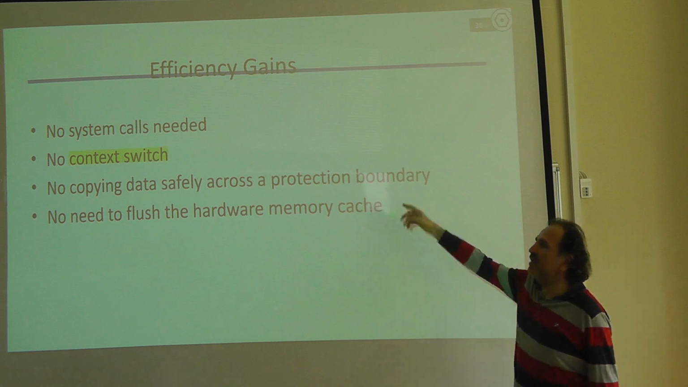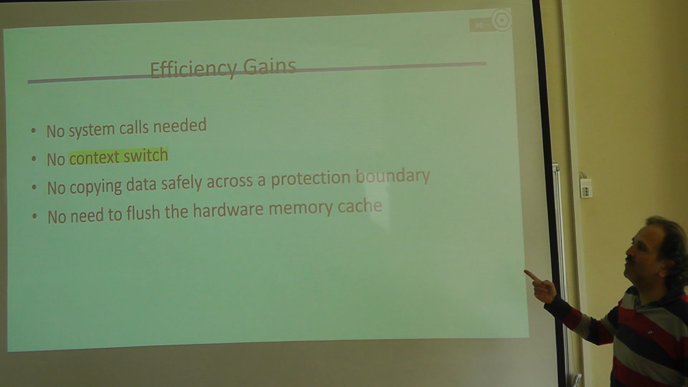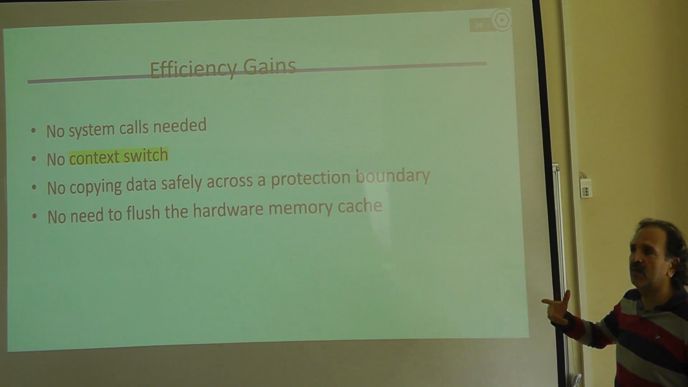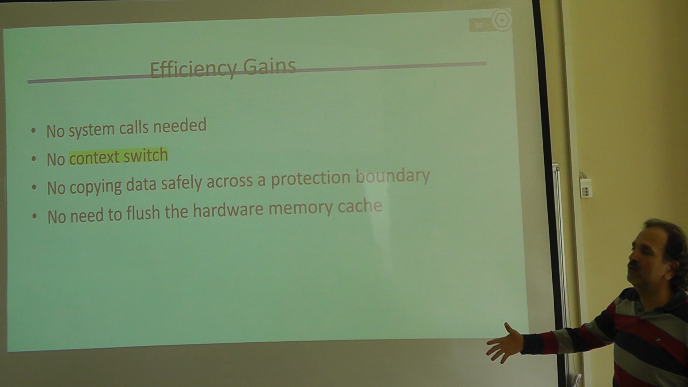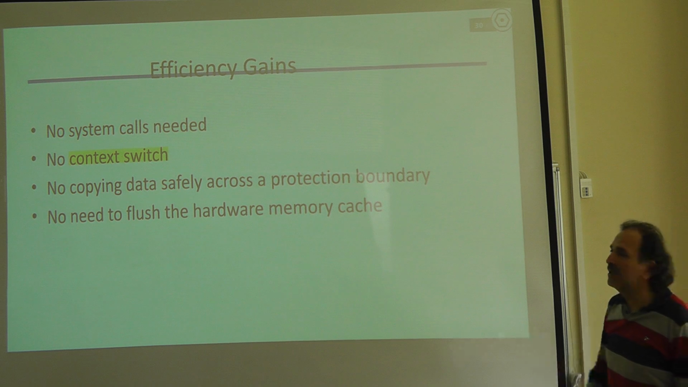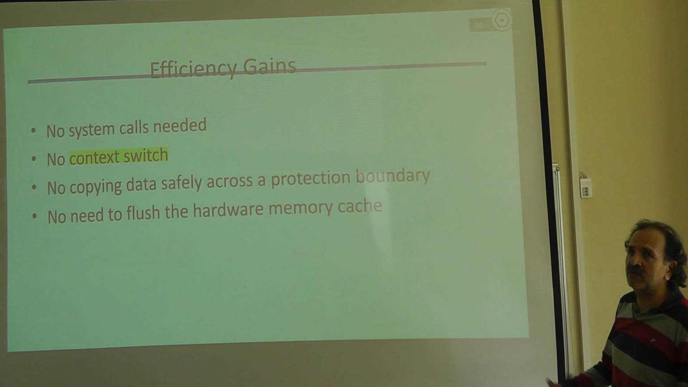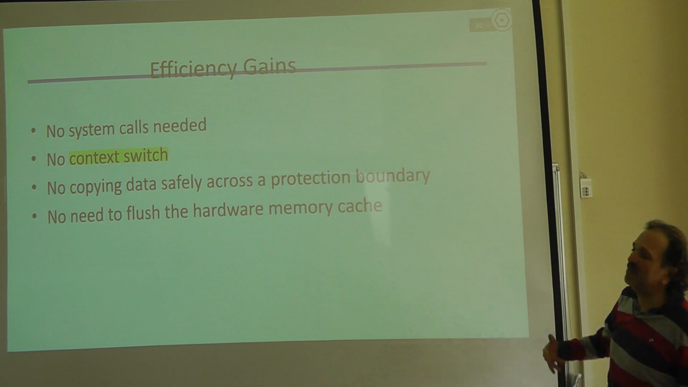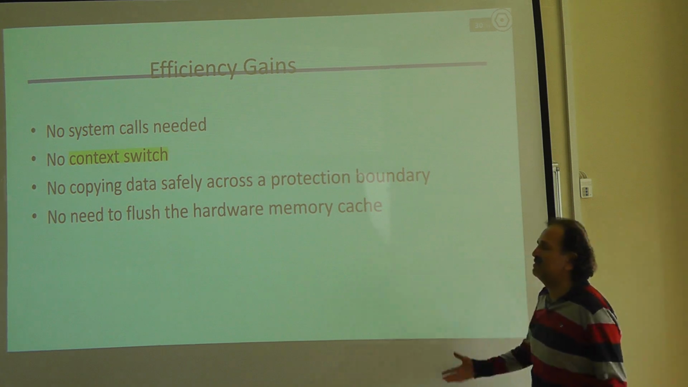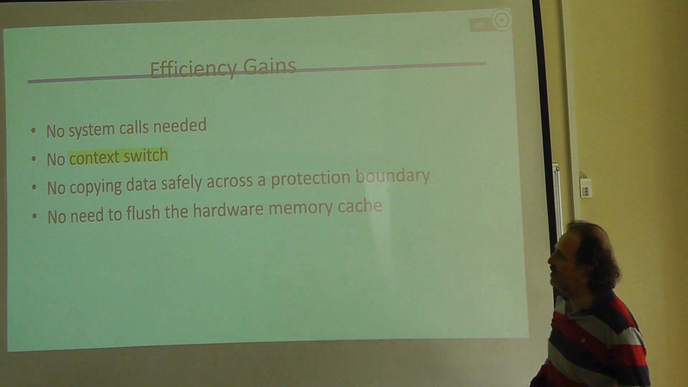No copying data safely across the protection boundary. I mean, when you make a system call, you need to copy data from your user space to kernel space. So data safety boundary, you need to copy data. So the kernel has to be careful about this kind of copying. It might cause some problems, and there might be some security checks, which means inefficiency again, and no need to flush the hardware memory cache.